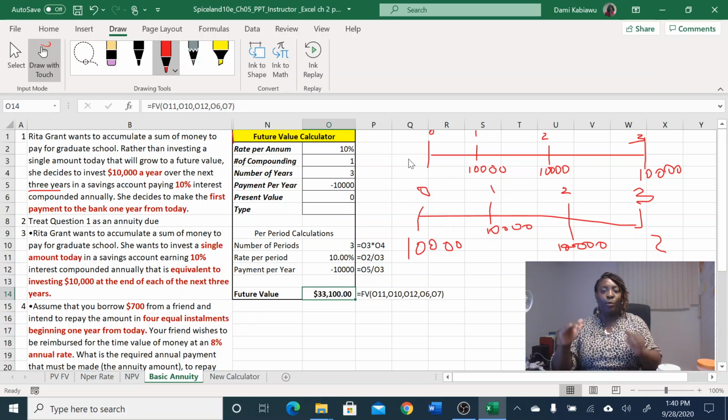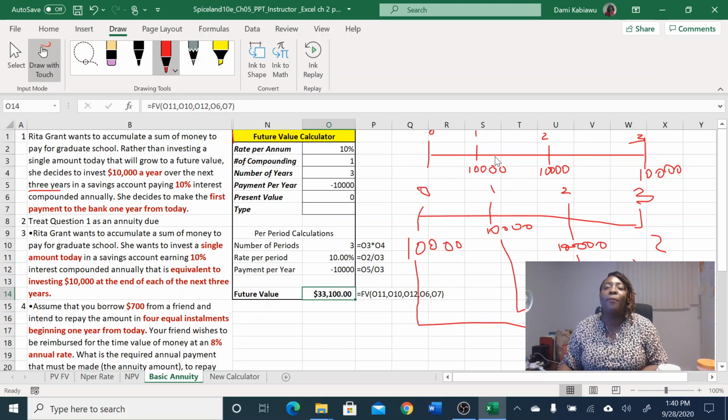What is the difference between the two? Well, all else being equal, the future value of an annuity due is higher than the future value of an ordinary annuity. The first $10,000 payment will grow for 1 year, from year 2 to 3. The second $10,000 will grow for 2 years, from year 1 to 3, and the final one will grow for 3 years, from time 0 all the way to time 3.